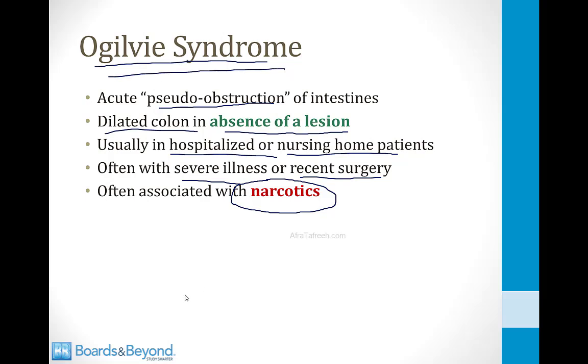Unfortunately, sometimes these patients are highly symptomatic and they go to the OR for exploratory laparotomy, and in the operating room you find out that there is no lesion, and in fact what they had was Ogilvie syndrome.